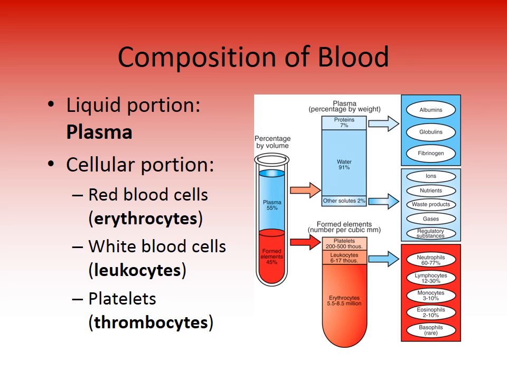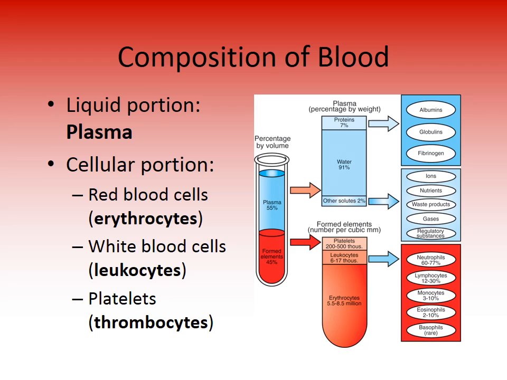So the liquid portion is plasma. So we know that when we take a tube and we spin it down, what we get is plasma, and that's the fluid that all these cells are floating in. And the cellular portion of that, there's red blood cells, white blood cells, and platelets. Red blood cells are termed erythrocytes, white blood cells are termed leukocytes, and platelets are termed thrombocytes. And in this picture here, you can see the makeup of it.